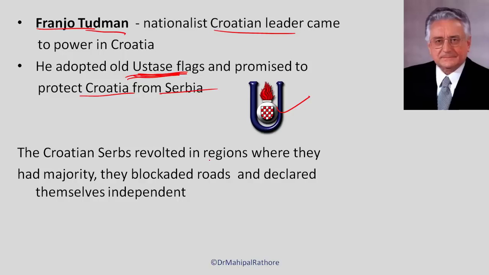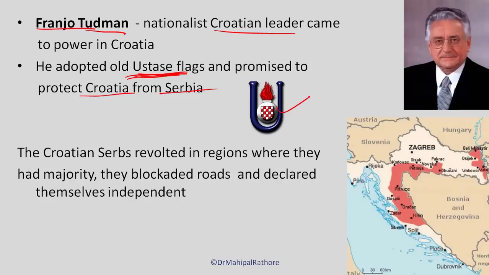So they started a revolt in whichever regions they had a majority. They blockaded roads and declared themselves independent. If you remember our old map, this is the area where Serbs are living. The ethnic Serbs are living in Croatia. Although the majority of people in Croatia are Croats, some Serbs are also living there, mostly in the border regions.